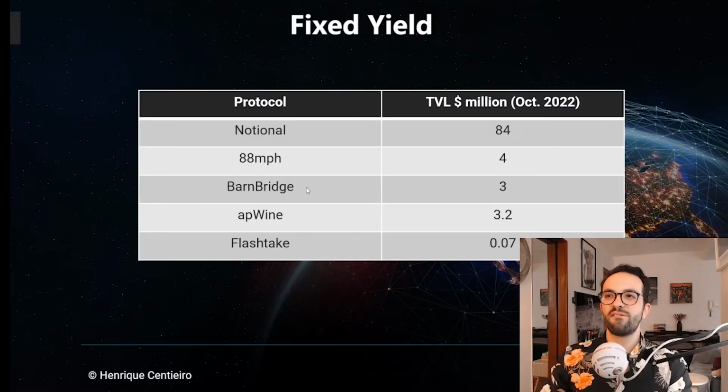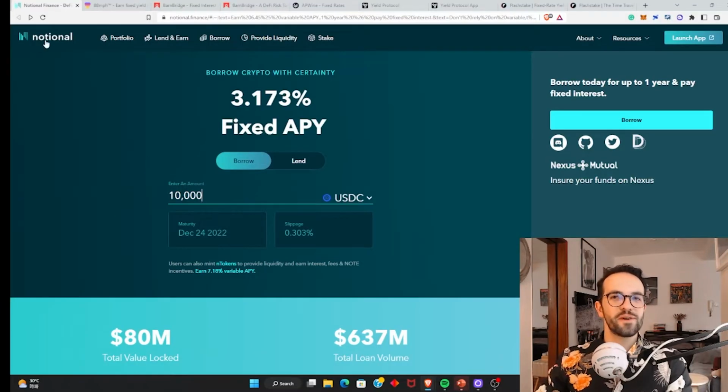And you have here a few fixed yield protocols and their respective TVL. At the moment, the biggest is Notional, and after that comes 88 miles per hour, APWine, BarnBridge, and an honorable mention to Flashstake, which is very, very small, not really tested, very early days, but it provides something that is quite different from the other protocols that I'm going to show you in a minute. All right, so let me start by showing you Notional.